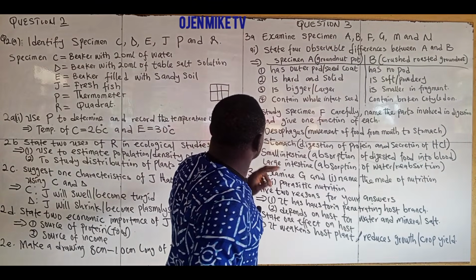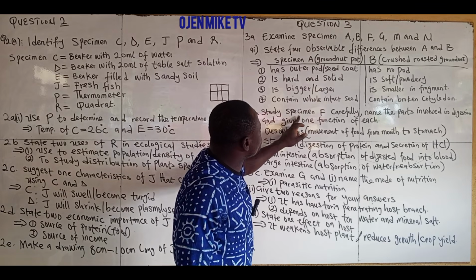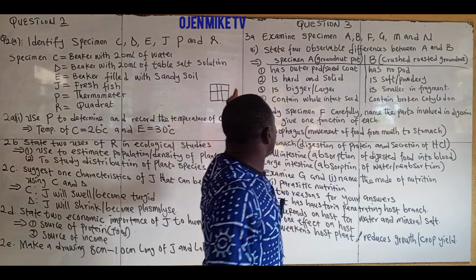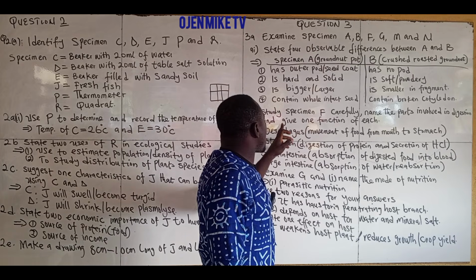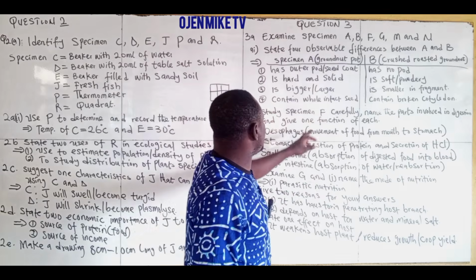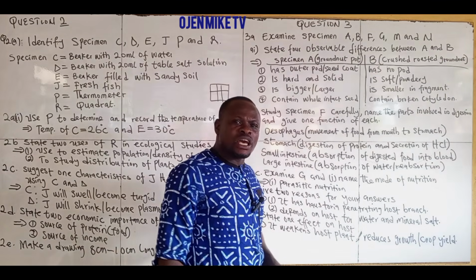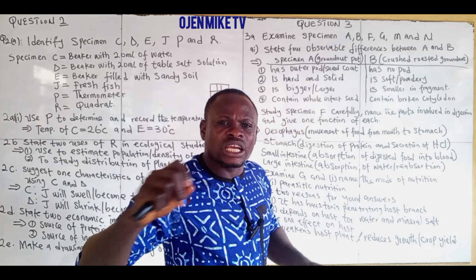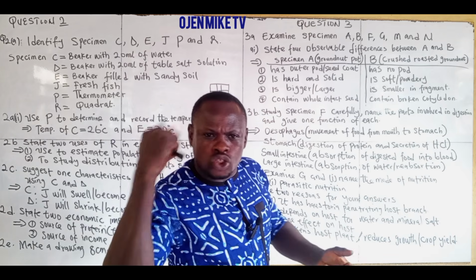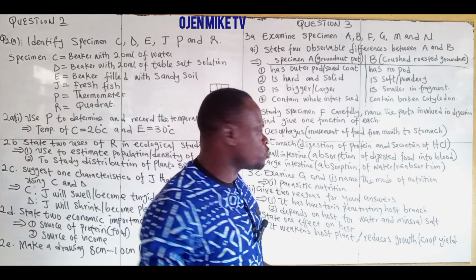Now, we now proceed. 3b says, study specimen F carefully, name the parts involved in digestion and give one function of each. What is specimen F? Specimen F is what? Alimentary canal. It says you should look at the alimentary canal. Just go back to the list of those specimens.